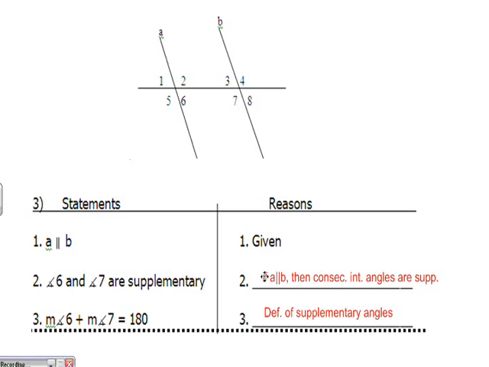Okay, so you should have gotten: if A is parallel to B, then consecutive interior angles are supplementary. And then obviously if my consecutive interior angles are supplementary, then their sums are 180 degrees. That is the definition of supplementary angles. How'd you do? Good, I hope.